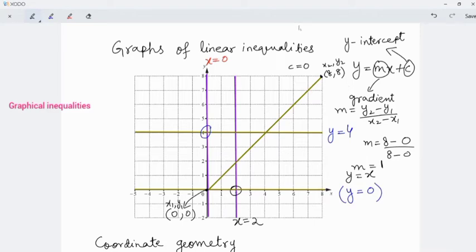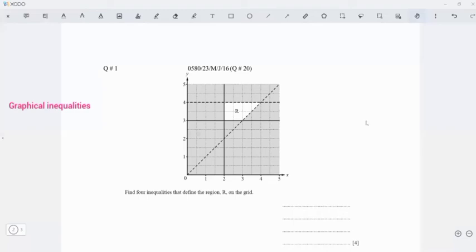So any questions? So this is the first concept. In your past paper questions, you can see this is from May, June 2016. And you can see there is a region R that is defined by 4 lines. 4 lines, because there are 4 corners of this region. So this means that there must be 4 inequalities that satisfy region R.